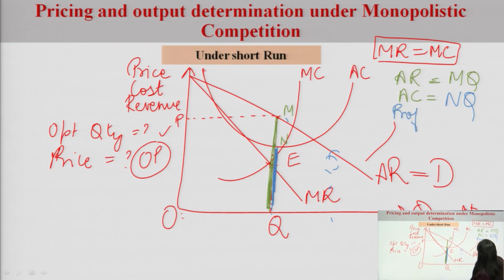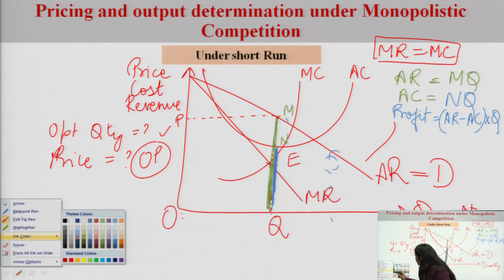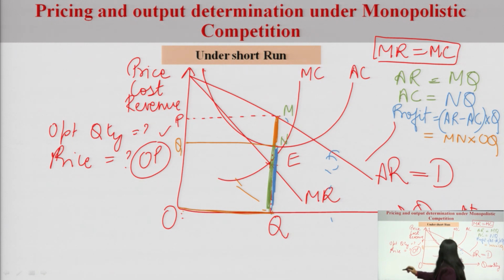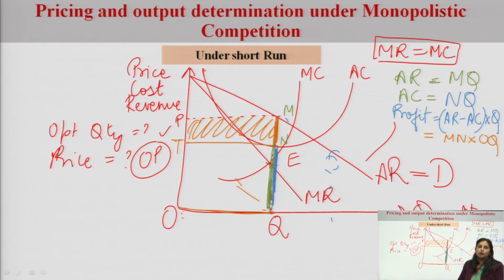So, what is the formula to calculate profit? Profit is equal to AR minus AC into quantity sold. If I denote this profit by, suppose, orange color, this is the profit per unit. And how much would be the total profit? Profit per unit, MN, into quantity sold. What is the quantity sold which we calculated earlier? It was OQ. So, if we draw a parallel line from N to the y axis and denote this by, suppose, t, this area would be the profit area for the monopolistic seller.